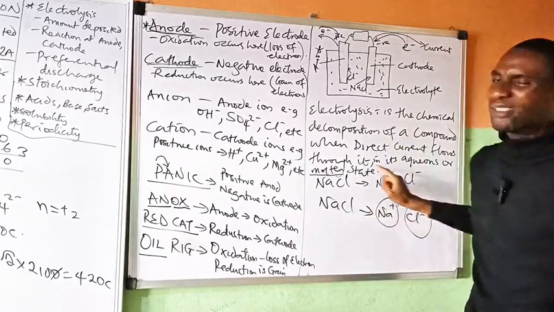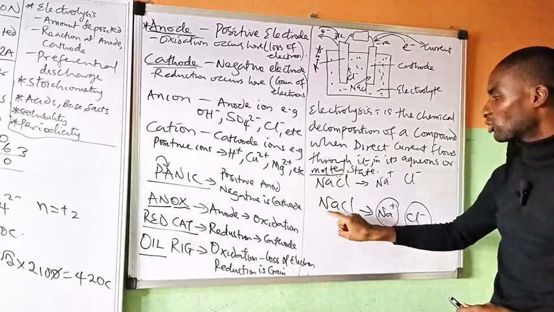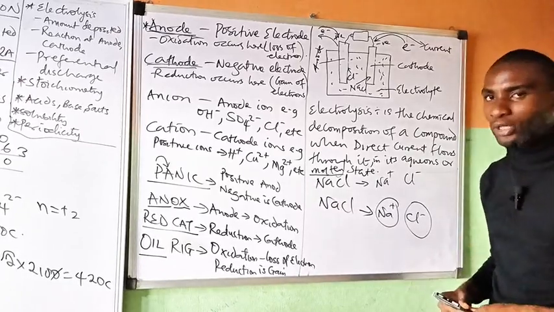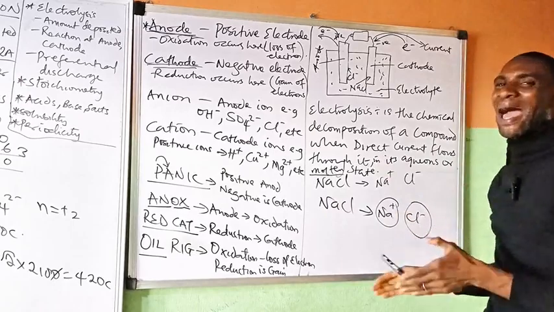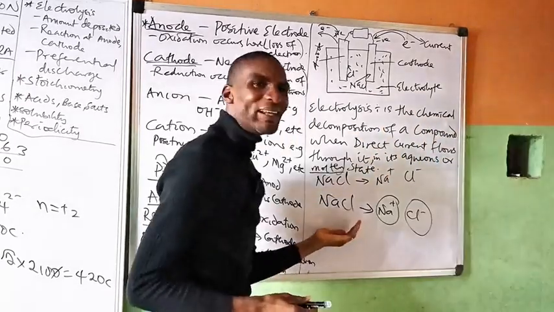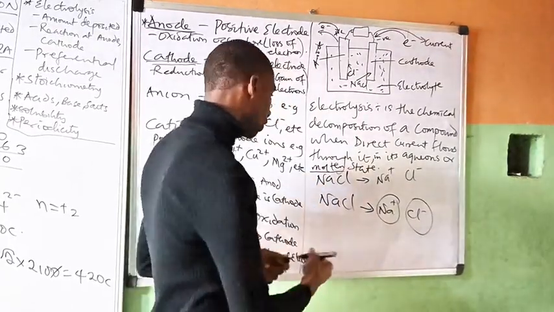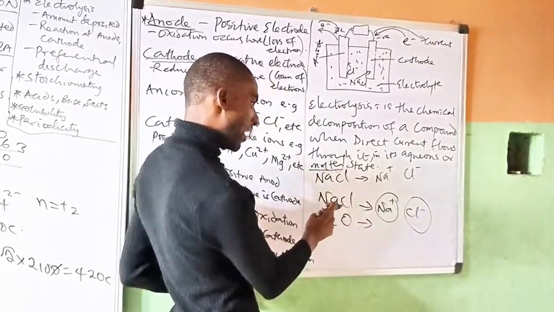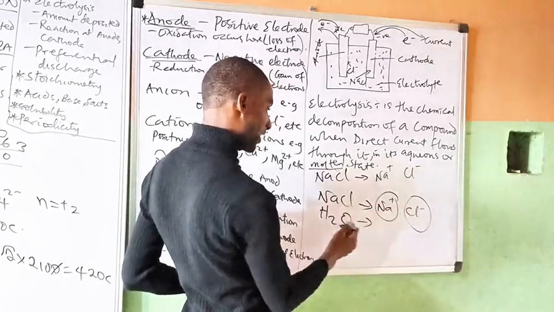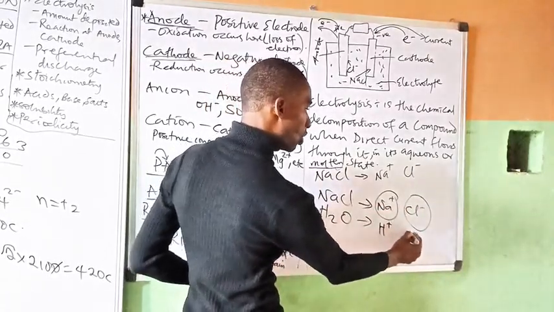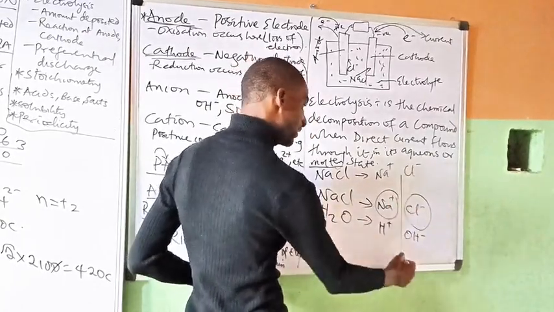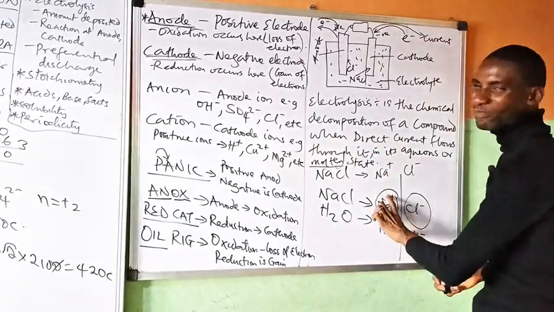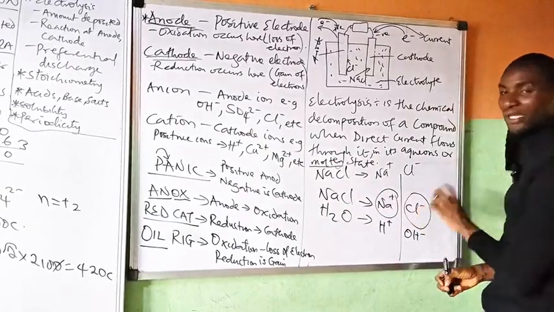So when we say in molten state, we are just talking about sodium and chlorine, and there are two ions. But when the question says in aqueous solution, I told you solution means the sodium chloride has dissolved in water. That means there is also H2O. So if you ionize sodium chloride, you have Na+ and Cl-, and H2O ionizes to give you H+ and OH-. That means when the question says in an aqueous solution, which one will be discharged at the anode? Which one will be discharged at the cathode?